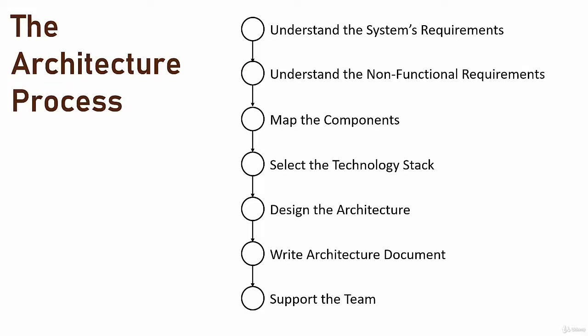So what is this process? Well, what you see in front of you is the typical architecture process. We discussed it at length in the Complete Guide to Become a Software Architect course, and actually, it's quite self-explanatory, and I don't want to dive into all of the steps. What I do want to do is focus on the steps that require special attention when designing microservices. And these steps are mapping the components, selecting the technology stack, and designing the services architecture.